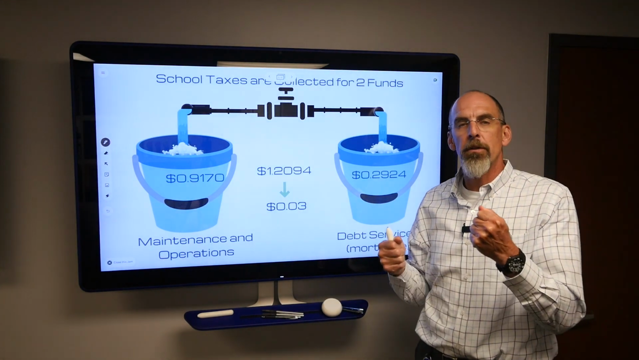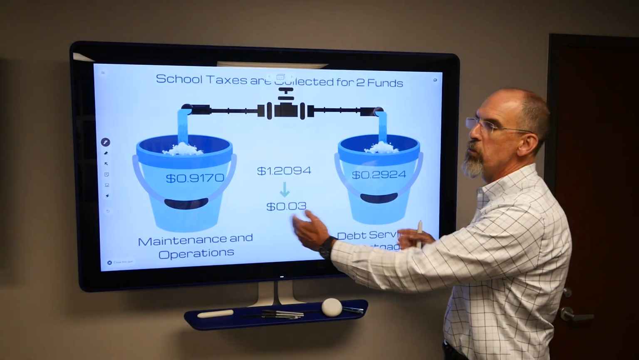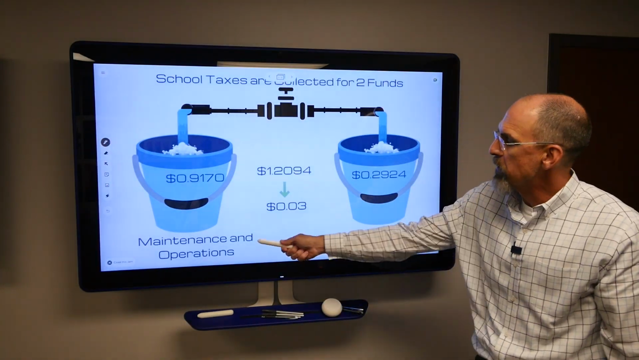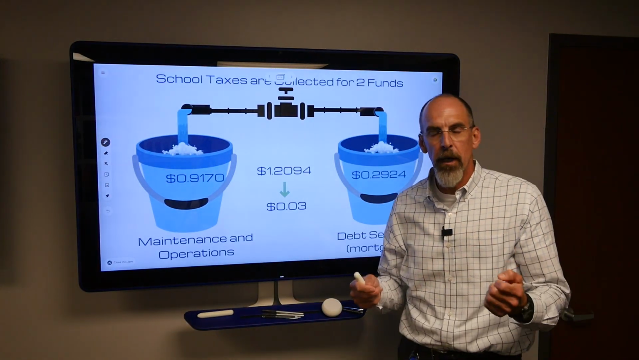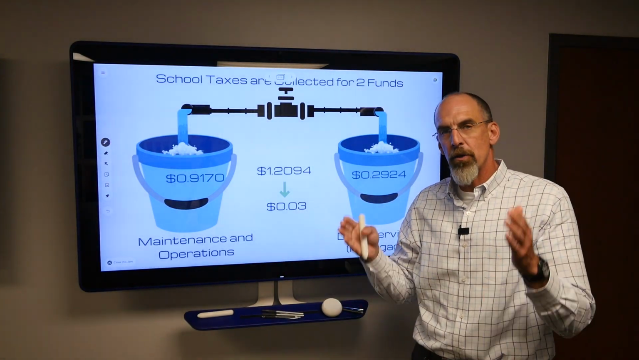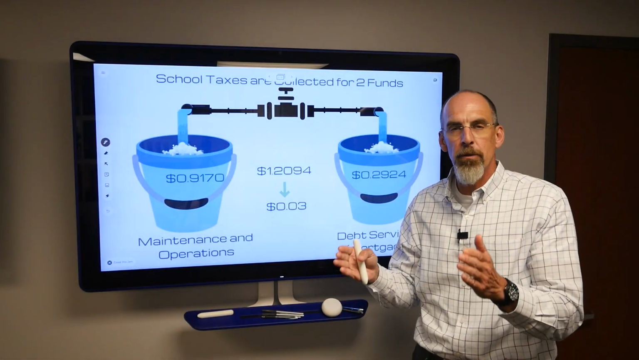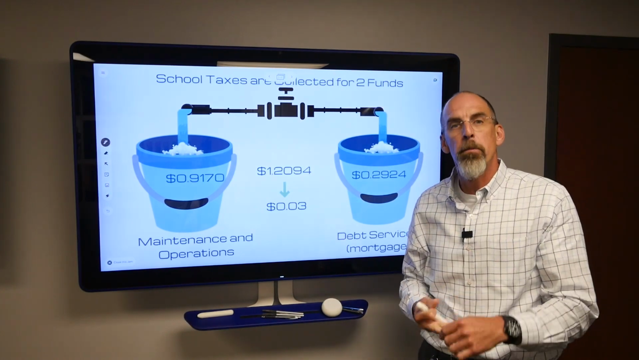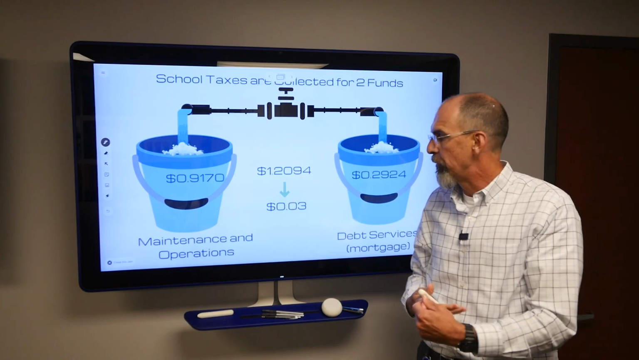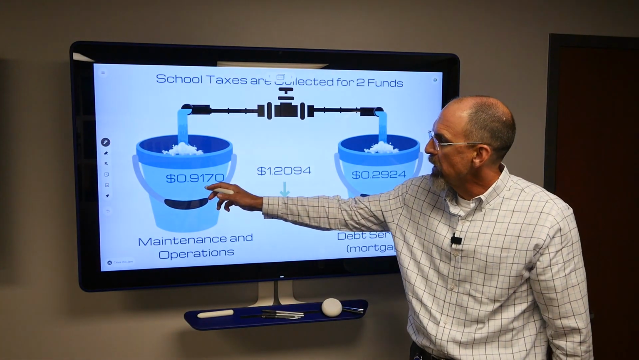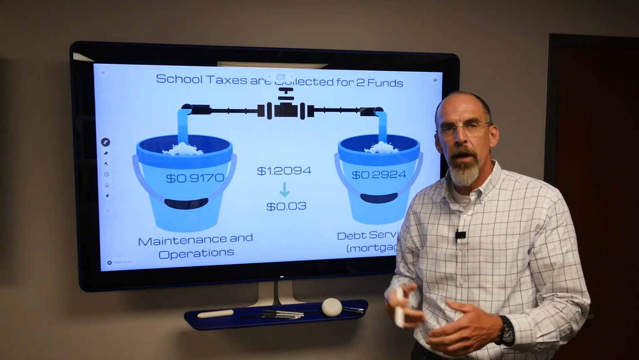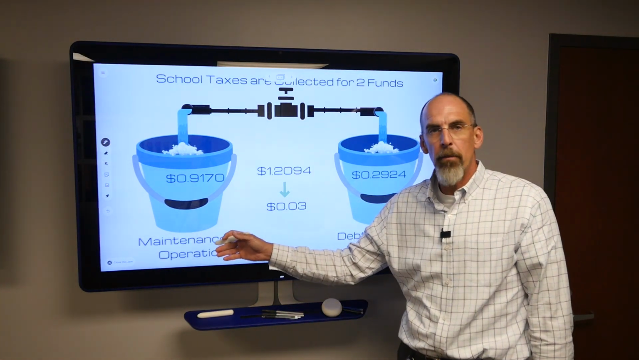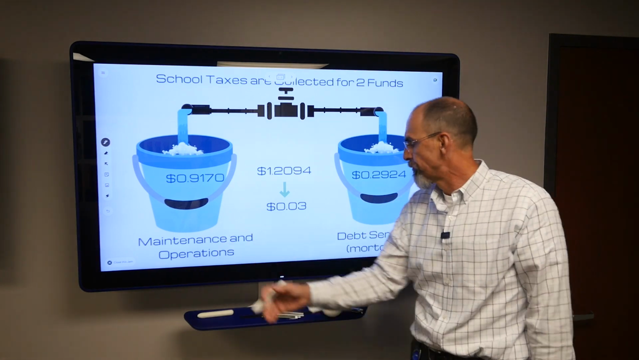But the thing I want you to learn about is the two buckets that this general tax rate comes from. First is the maintenance and operation bucket. This is the bucket where our $60 million per year budget comes out of to pay for salaries, electricity, insurance, and the day-to-day operations of Friendswood ISD. It is 91 cents per every $100 of value of your home, the property tax rate that goes towards the maintenance and operations of the day-to-day district.